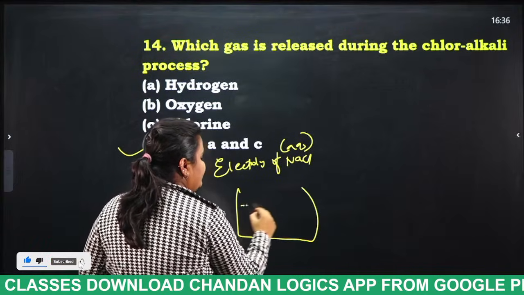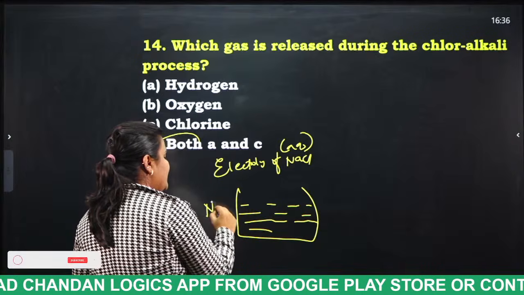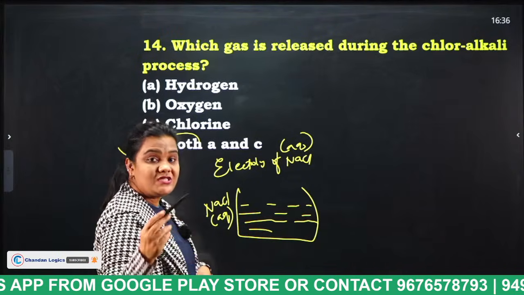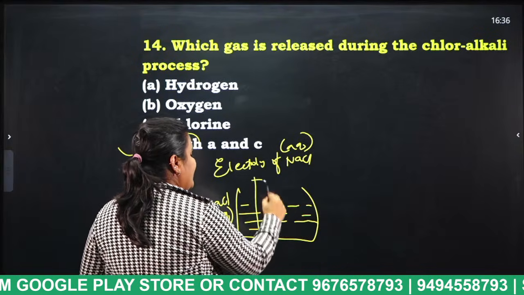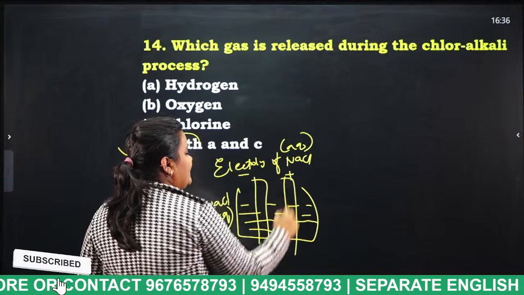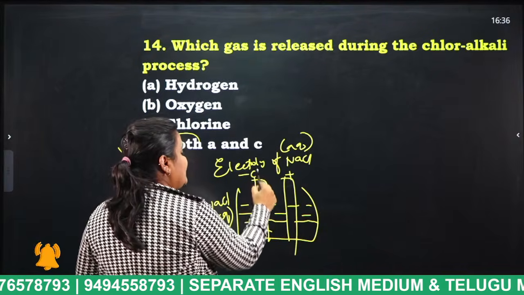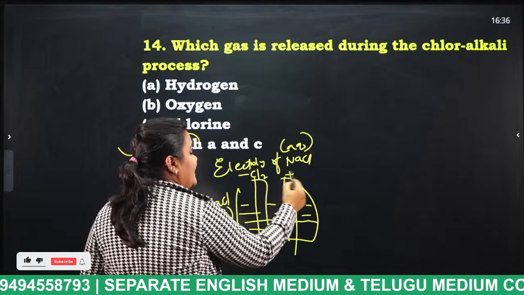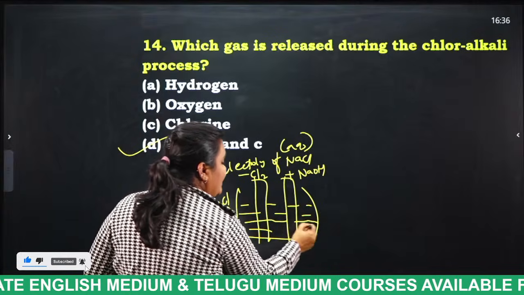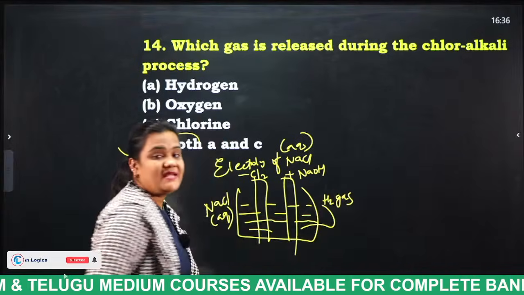So take a vessel and add a brine solution. Brine solution is nothing but what, students? Aqueous NaCl solution is known as brine solution. And this is the anode and this is the cathode. When electricity is passed, what happens here? Chlorine gas is released at the anode and at the cathode sodium hydroxide is formed, and finally which gas is released, students? Hydrogen gas is released as a byproduct.